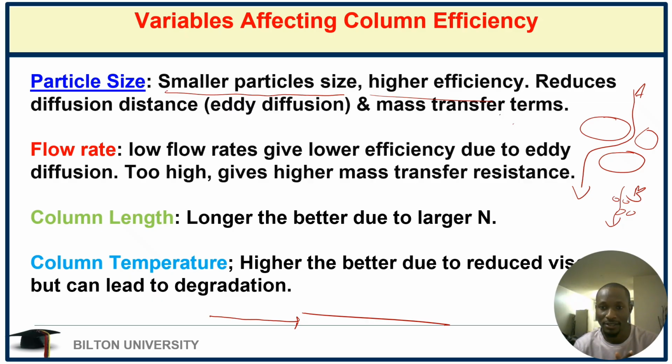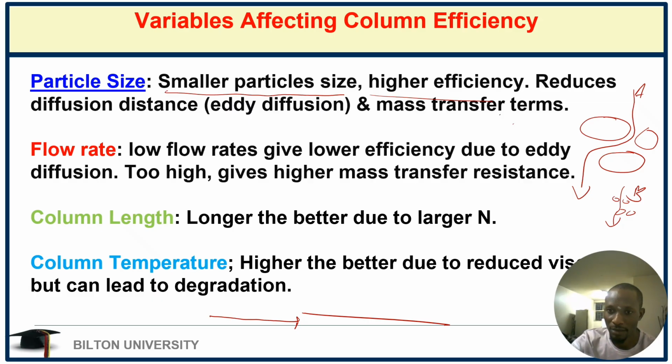Too high a flow rate also leads to low efficiency. Why? Because it is not going to give enough time for separation to take place. So a better flow rate is a moderate flow rate, which will also depend on other parameters. So a better flow rate for a proper separation that leads to high column efficiency should be a moderate flow rate. And then column length, this one we have talked about.